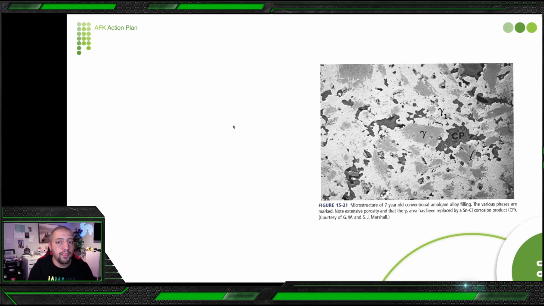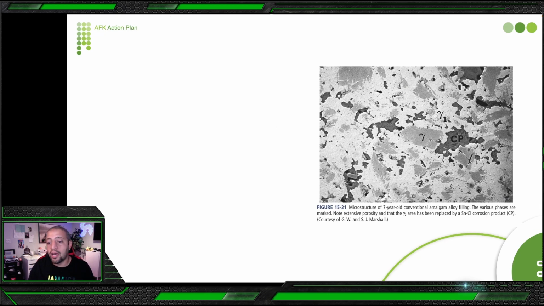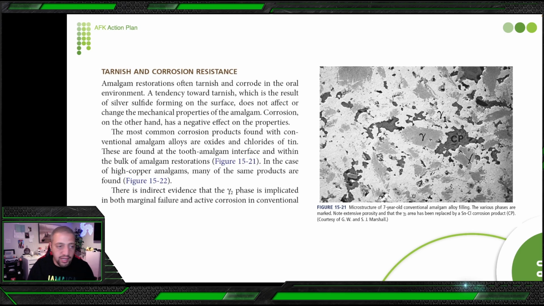This is what is happening inside your amalgam. Microstructure of a 7-year-old conventional amalgam alloy filling. The various phases are marked. Note the extensive porosity and that the gamma 2 area has been replaced by a tin chloride corrosion product. You see this one is replacing this one. So let's read it in English.